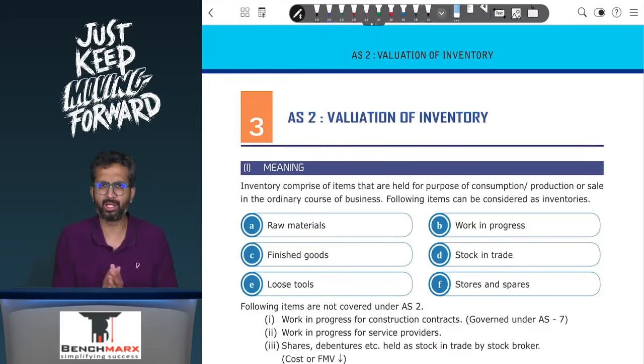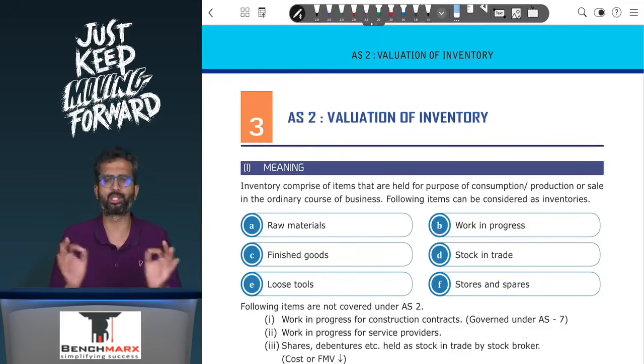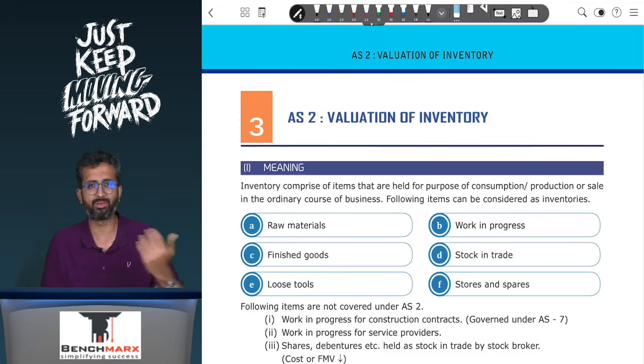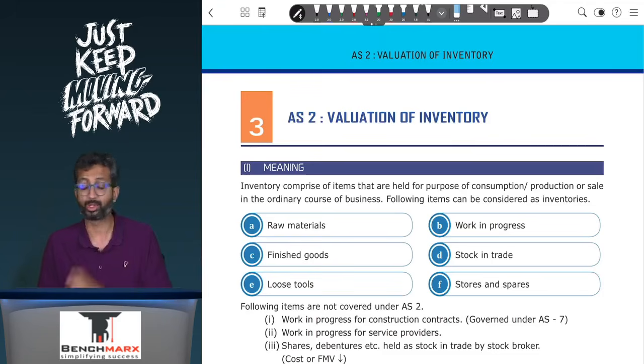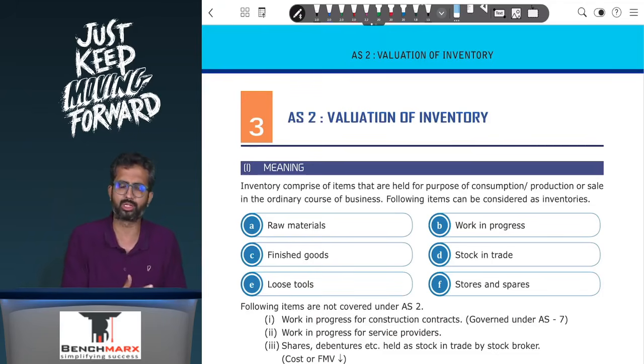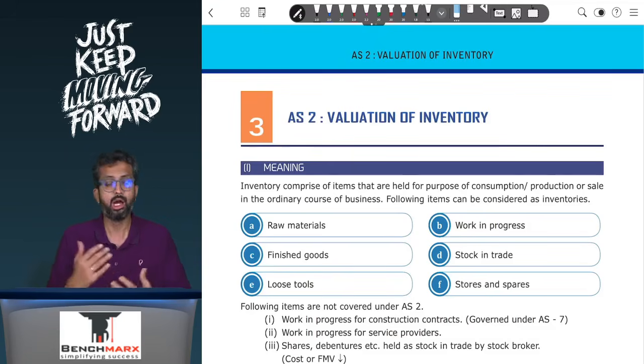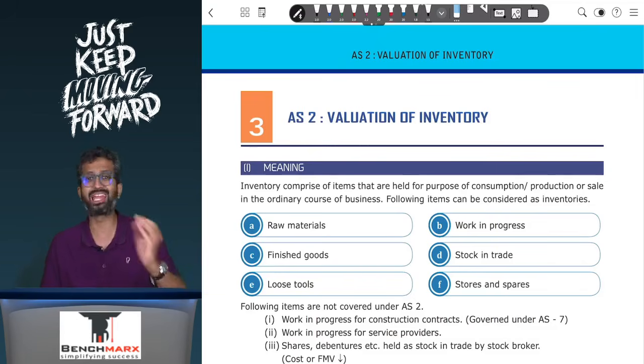Now this must be a standard which is slightly familiar to you, the standard on inventory, because this is something that you might have even touched upon, though at a very preliminary level at your CA foundation. Cost or NRV, whichever is lower, is what you take as inventory, and also a lot of your costing, if you have done, is based on measuring the cost of the inventory. So over here, what exactly is inventory?